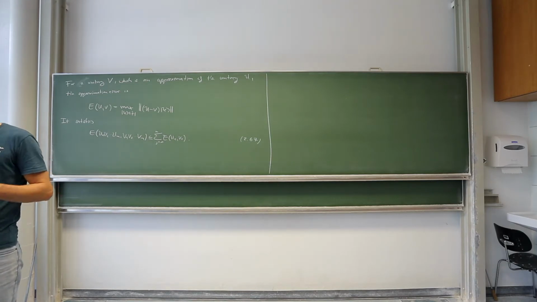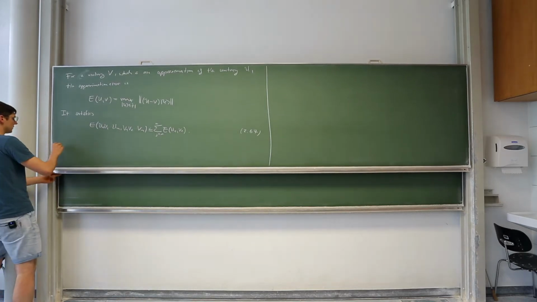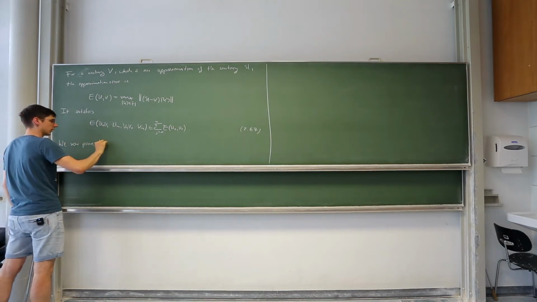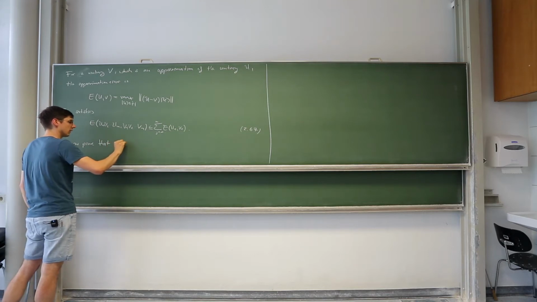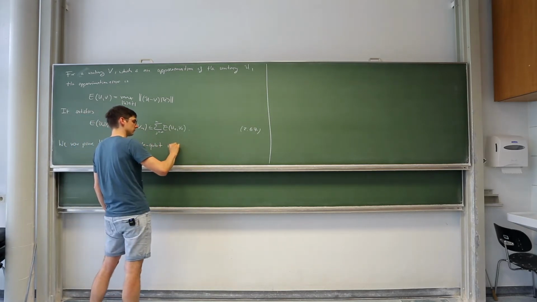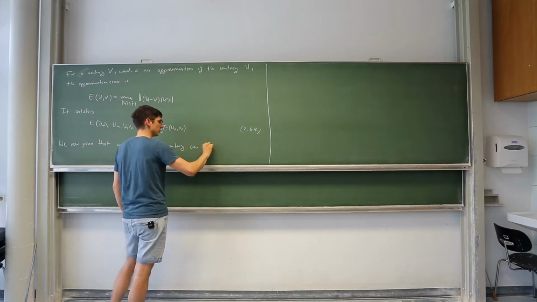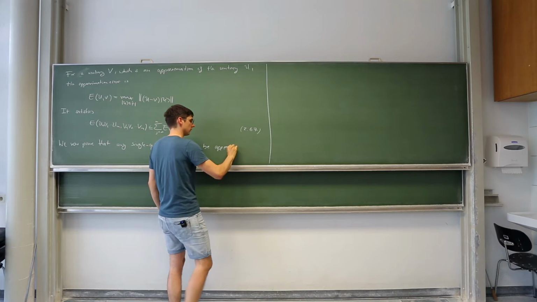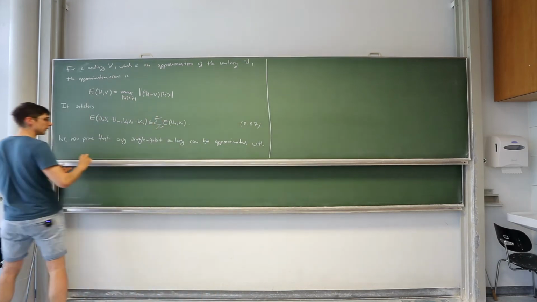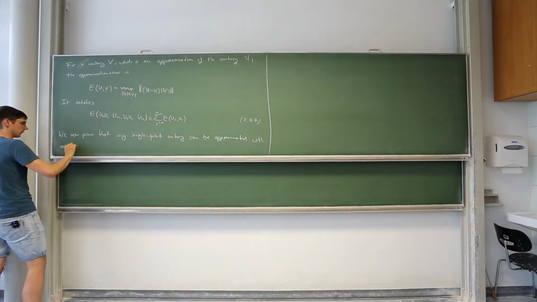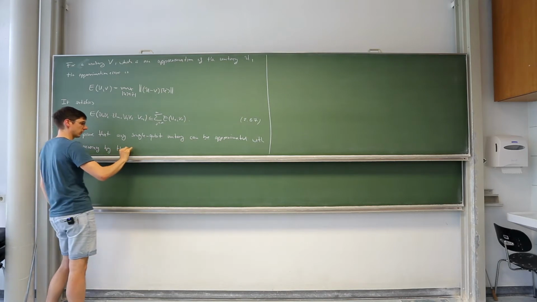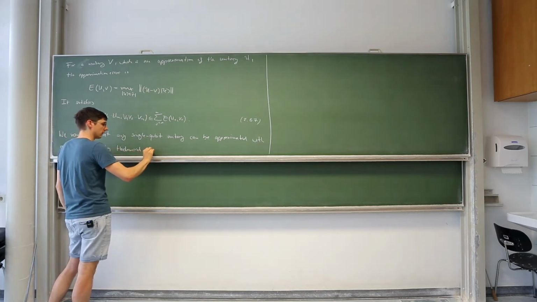So what we now do is we prove that any single qubit unitary can be approximated with arbitrary accuracy by Hadamard and T-gates.